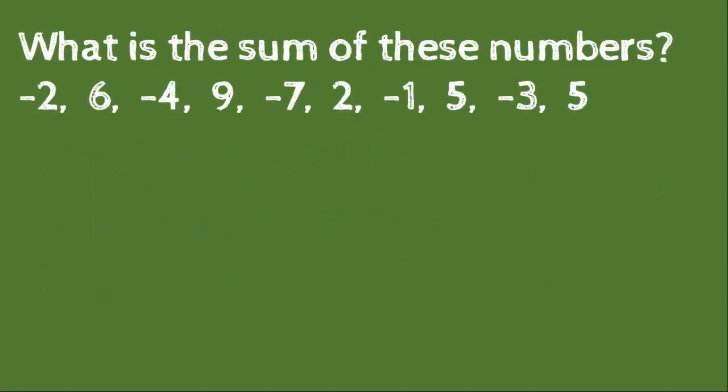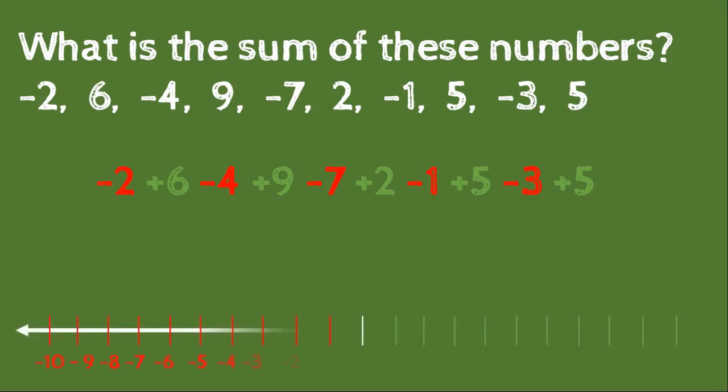What is the sum of these numbers? That would be -2, 6, -4, 9, -7, 2, -1, 5, -3, and 5. And again, we can just write them down and do the math from left to right. -2 plus 6 minus 4 plus 9 minus 7 plus 2 minus 1 plus 5 minus 3 plus 5.